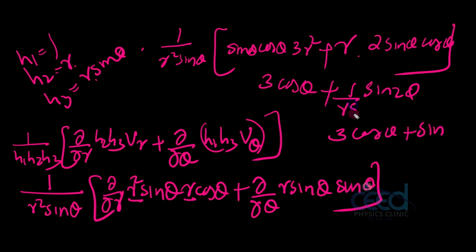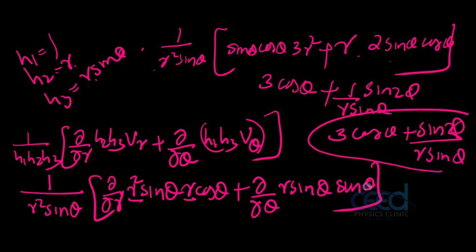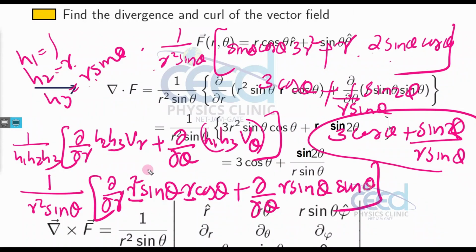Also we have r sin θ here, sin 2θ by this r² sin θ, that we can cancel with this r, so we have an r sin θ. Okay, so this is the answer. So let me go to the main screen. So that is 3 cos θ plus sin 2θ divided by r sin θ.